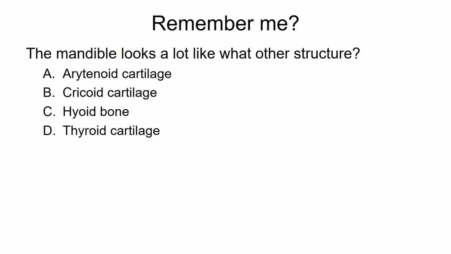Thinking back to some of our earlier anatomy, the mandible looks somewhat like some of our other structures. My favorite answer here is the hyoid bone, given the U shape of the mandible and the hyoid. The hyoid also has those horns on it, kind of like the ramus. Thyroid cartilage isn't a terrible answer either, because it is also U-shaped and has some vertical projections. Arytenoid and cricoid are very different.